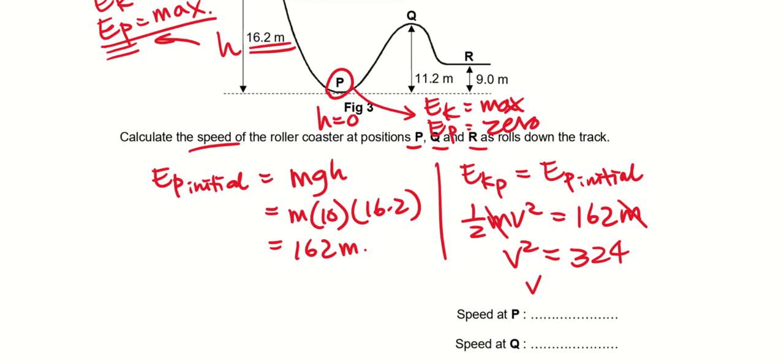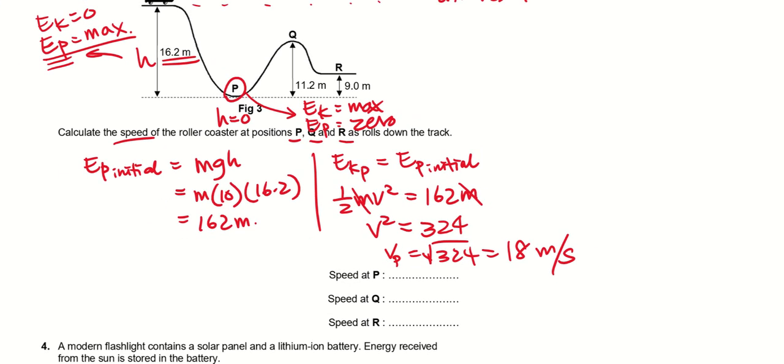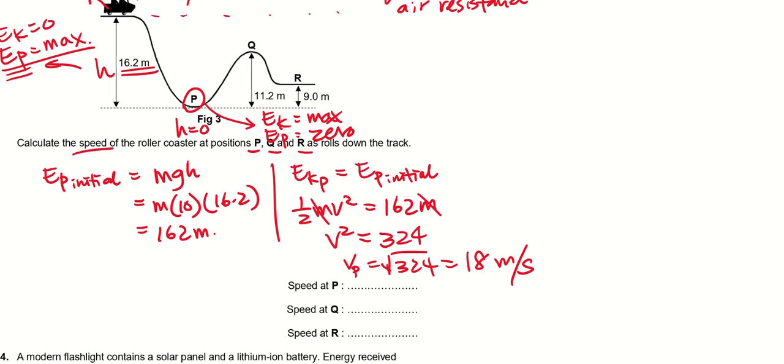Okay, that means V at P is going to be square root 324, and that will give me a value of 18 meter per second. So actually I'm applying principle of conservation of energy to find the speed of roller coaster at P. Now I'm going to do the same for Q.